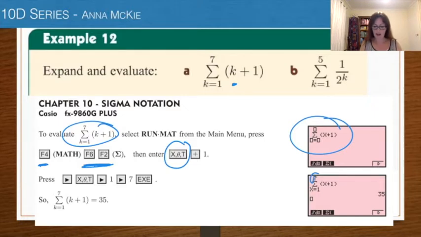Noticing that we also put, I've kind of got it in the way here, but you must put the X at the bottom of the summation notation as well, and that will give you 35, which we worked out by hand.